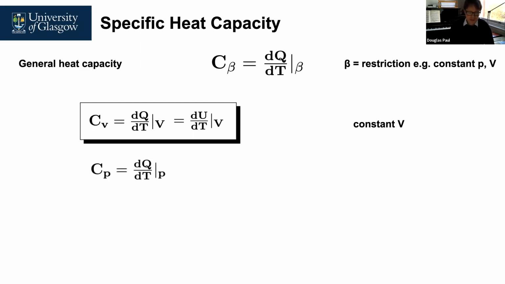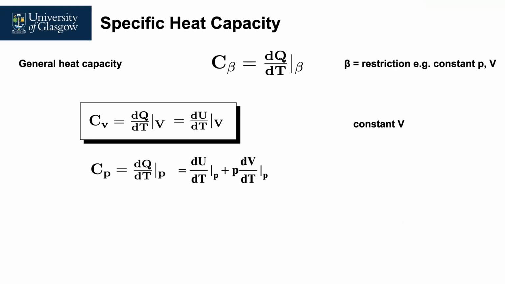If we look at the specific heat capacity at constant pressure, we've got the same rate of change of heat with temperature at constant pressure. This time, what we can use is that the enthalpy in the system is U plus PV, but since we're at constant pressure, the enthalpy is just the heat Q. So we can rewrite Q as U plus PV.